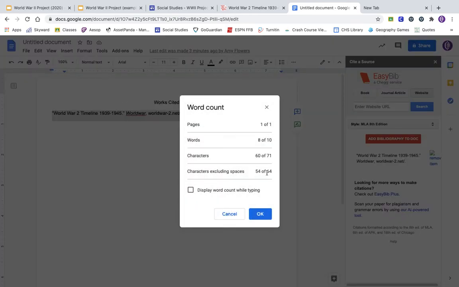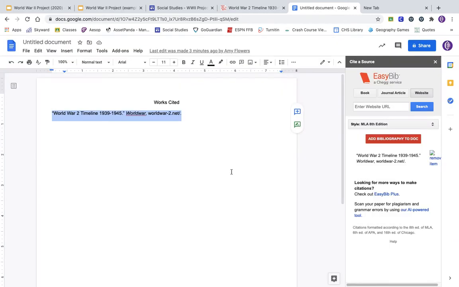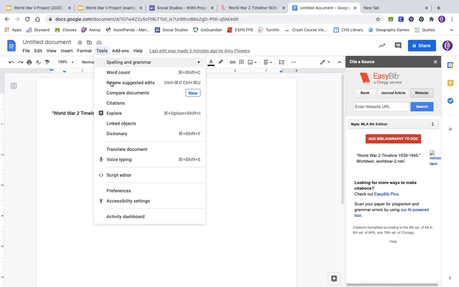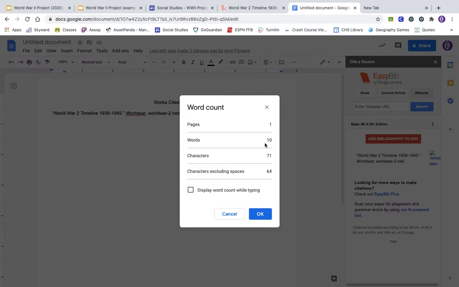Okay, so right now I have 8 words, or 10 words, I guess. I got some highlighted. Okay, so tell me what's highlighted. All right, let's try it again. Word count. I have 10 words.